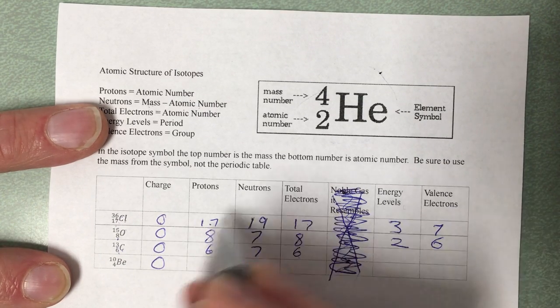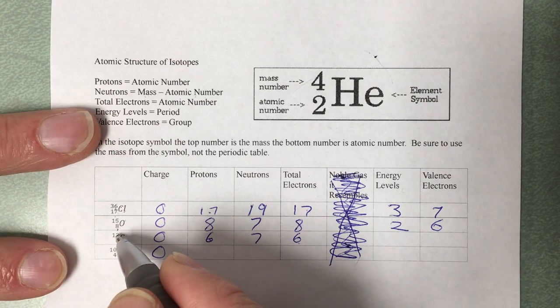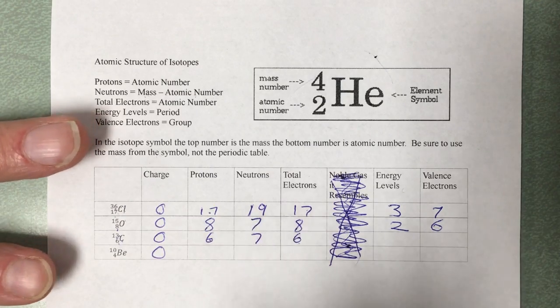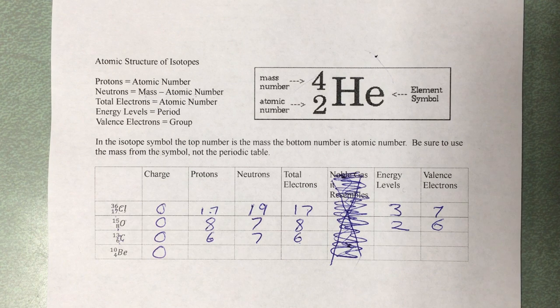I can do all of this just looking at that symbol. I don't even have to look at the periodic table. Because again, the mass number's on the top, the atomic number's on the bottom. Those are the two pieces of information I would get off the table for those first 3 columns. I don't really need the table till I get over here.